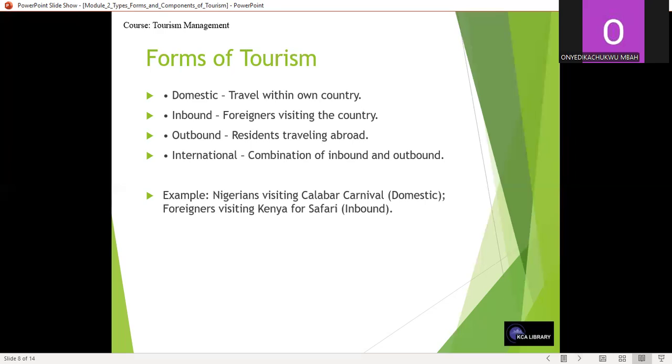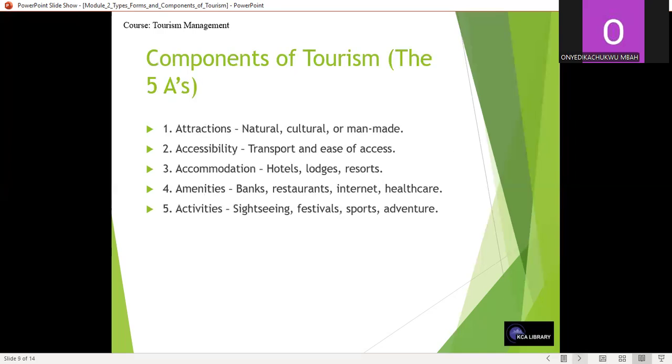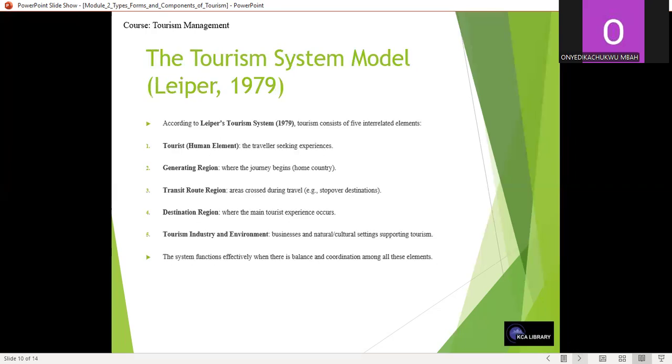So next slide. Next slide here, we have components of tourism. And then we have the 5 A's, like we stated in Module 1: attraction, accessibility, accommodation, amenities, and activities. So quickly, we'll move on to the next slide, which is the tourism system model.